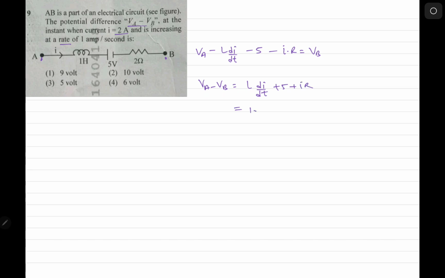L is given as 1, and di by dt is again 1 because it is increasing, so positive only, plus 5 plus I into R, which is 2 into 2. So 1 plus 5 plus 4, which makes 10. So 10 volt is the answer. So option 2 is the correct one. Let's move to the next.